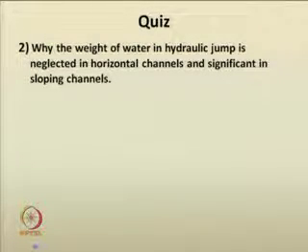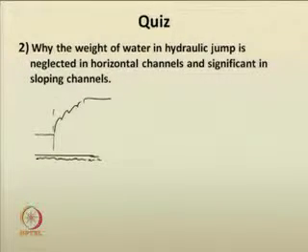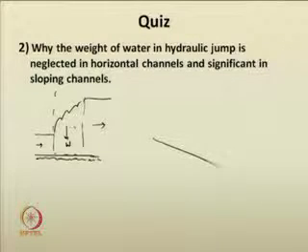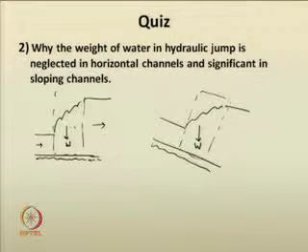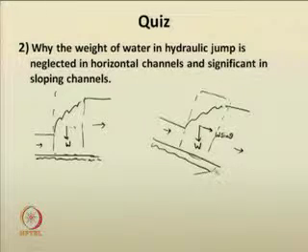The next question we had asked was, why is the weight of water in a hydraulic jump neglected in horizontal channels while it is significant in sloping channels? You just need to draw the figure, a horizontal channel with a jump occurring there. Just show that in the hydraulic jump the weight of water is acting vertically downwards, the flow is horizontal, so there is no component of weight in the flow direction, whereas in the sloping channel the same jump occurs, and if you take the volume, you will see that the weight is acting vertically downwards. However, there is a component W sin theta that also contributes to the flow, in the direction of flow. Therefore, you cannot neglect the weight of water in hydraulic jumps in sloping channels.